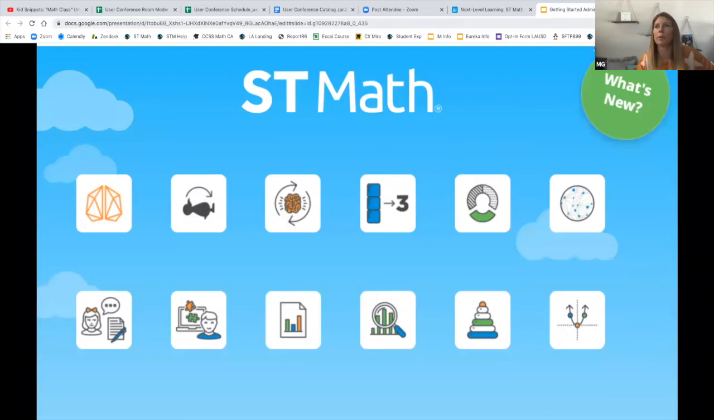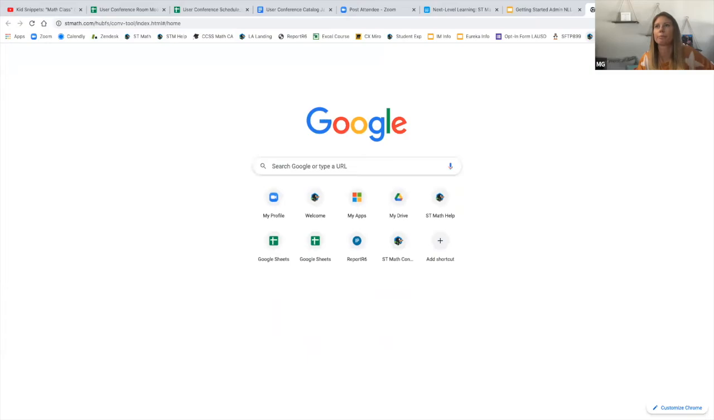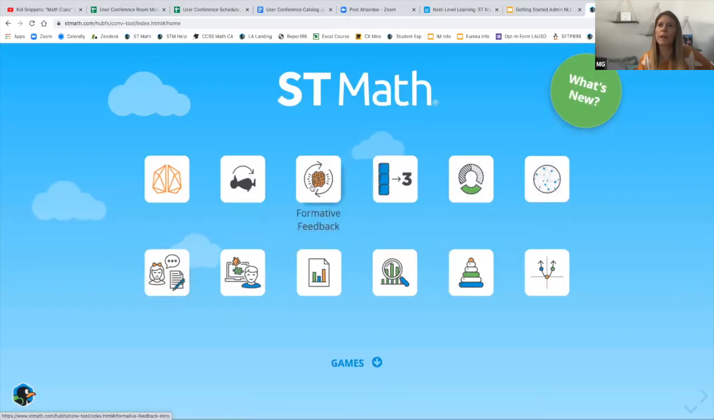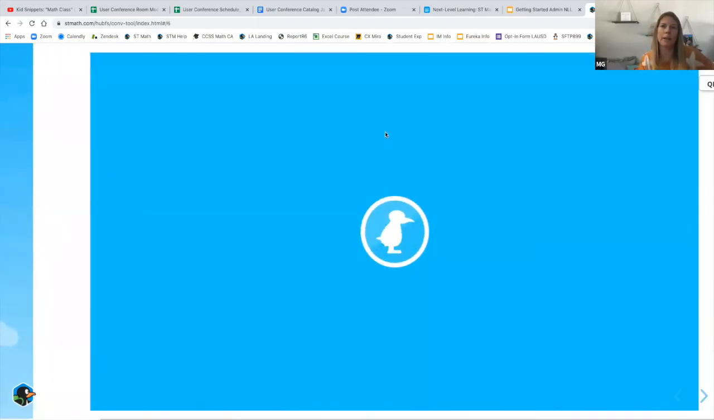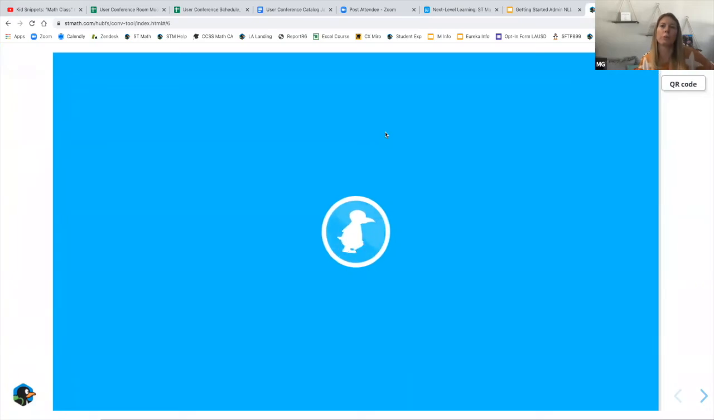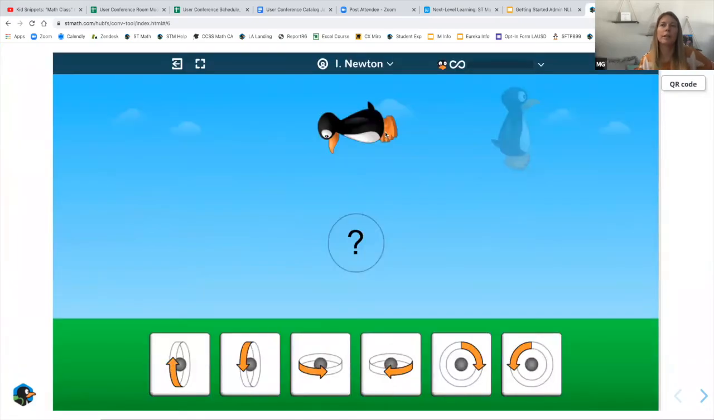Okay, I think I'm going to skip this section for the sake of, no, I'm not. I'm actually going to jump in right here. Let's go. All right, so we're talking about how the brain learns. That's what I told you, the spatial temporal reasoning, right? So why is ST Math set up the way that it is? If we had a puzzle like the one that's about to appear on the screen, number one, there's no written instructions like we've already talked about, because we want the students to think.